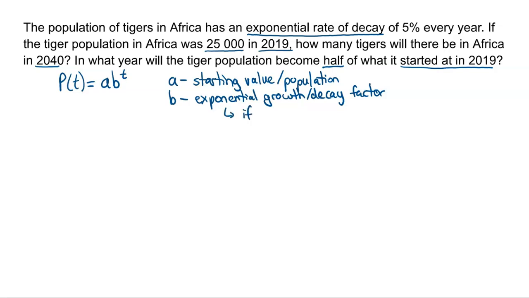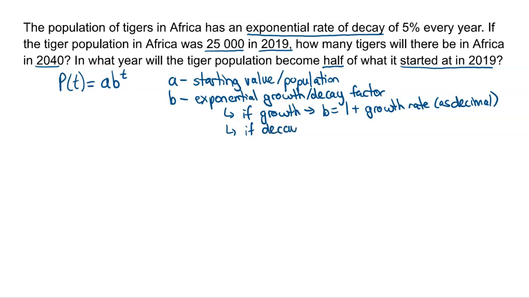So for an exponential growth, b is equal to 1 plus the growth rate. Now that growth rate has to be listed as a decimal. If it's not as a decimal, then it's not going to be correct. So for example, if you had a 5% growth rate, you list it as 0.05. If it's decay, we're going to write it as b equals 1 minus the decay rate. Now in this case, the decay rate is what we have because it's becoming less every year. And so we write that also as a decimal. So in this case, what we're going to get is 1 minus 0.05, which is going to give us 0.95.